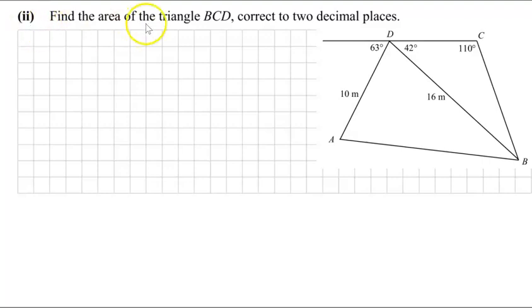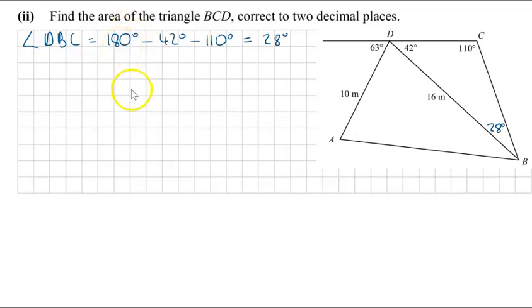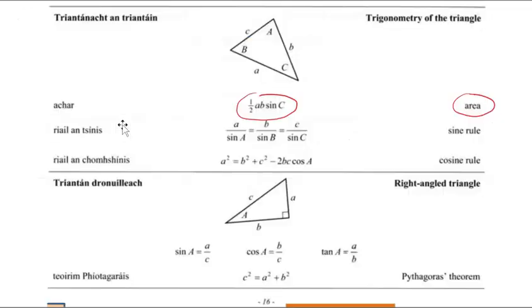Part 2, find the area of the triangle BCD, correct to 2 decimal places. So BCD, it's the same triangle that we were looking at in part 1. So the angle DCB is 180 degrees minus 42 degrees minus 110 degrees, which is 28 degrees. We worked that out in the last slide, but I'm just putting the rough work here again. So we can fill in 28 degrees here. Don't just write down 28, show your workings, show where you're getting it from. We're subtracting from 180 because the angles in a triangle always add up to 180 degrees.